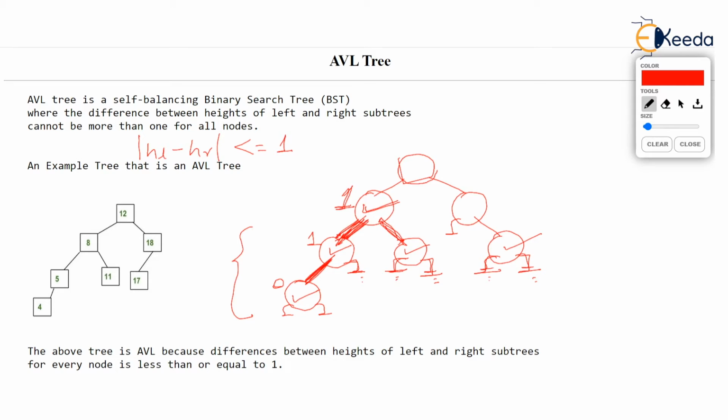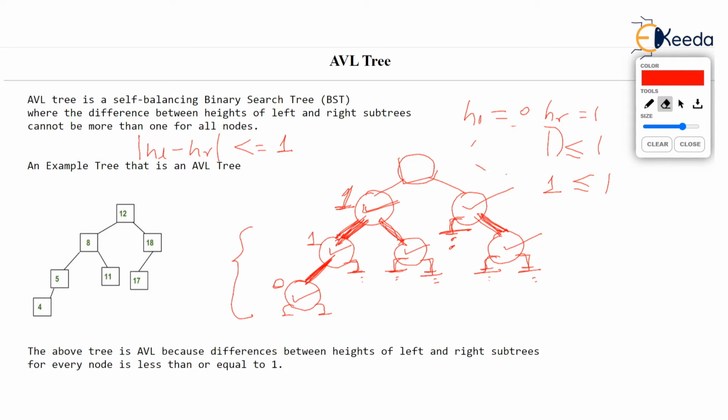Similarly, the companion or peer of this node at the same level is also balanced. Check the height of left. Height of left here is 0, and height of right here is 1. So absolute value of 0 minus 1 should be less than or equal to 1. And absolute value of minus 1, as you see, is 1, which is less than or equal to 1. I hope you have understood now why we take absolute value. Because while finding the difference between left height and right height, it might happen that left height is less than right height, so we might get a negative value.